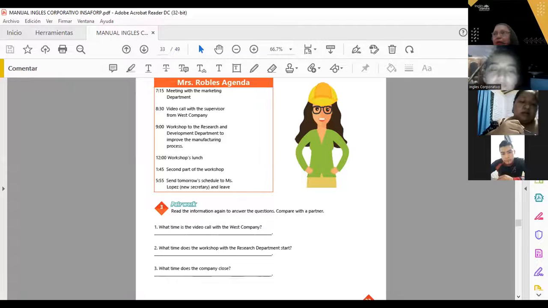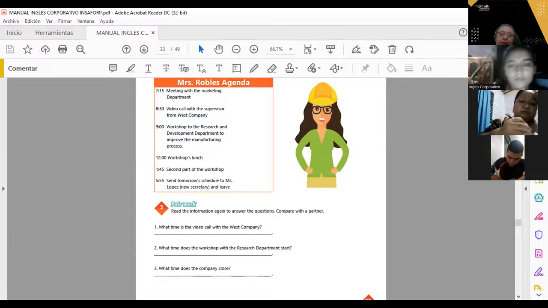El almuerzo del taller, ¿verdad? Siempre sigue en el taller. 1:45, second part of the workshop. Okay.